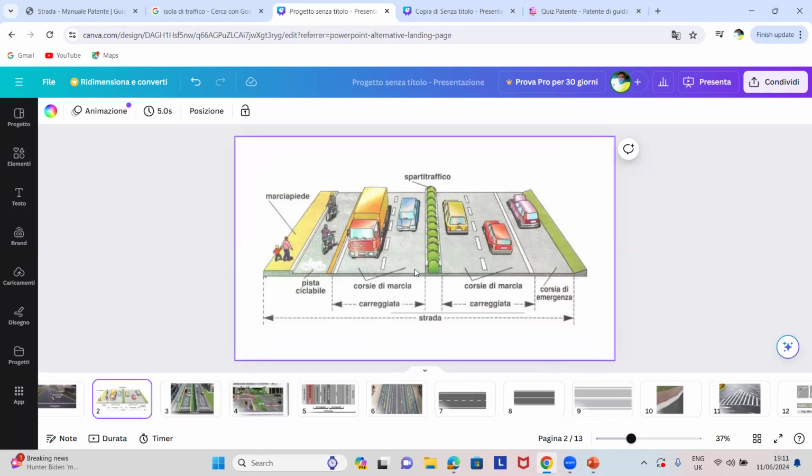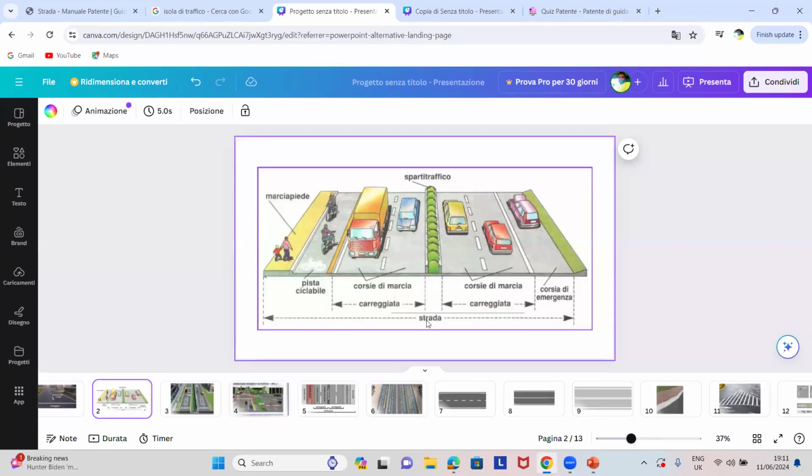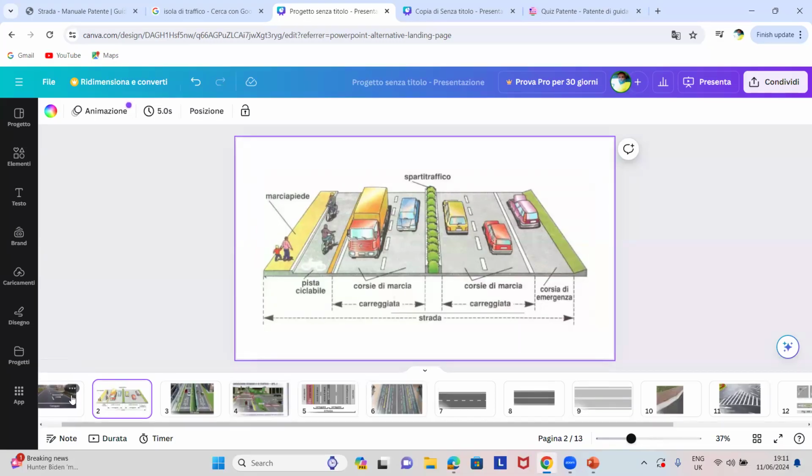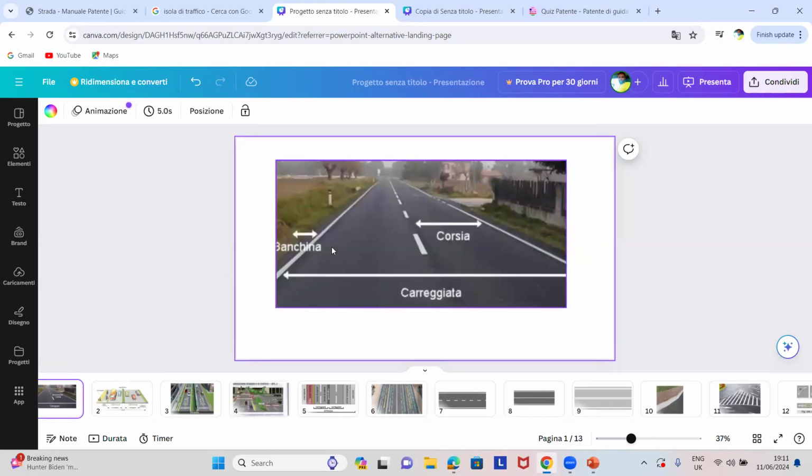Now watch. Inside strada, we now have what they call carreggiata. And what is a carreggiata? Let me show you guys something. Carreggiata means carriageway.